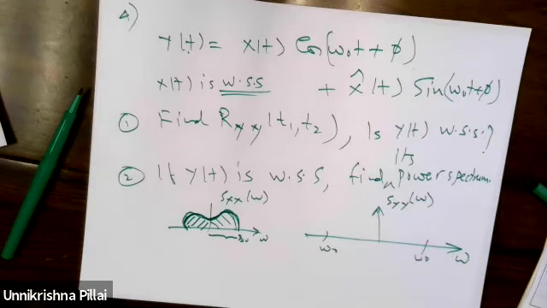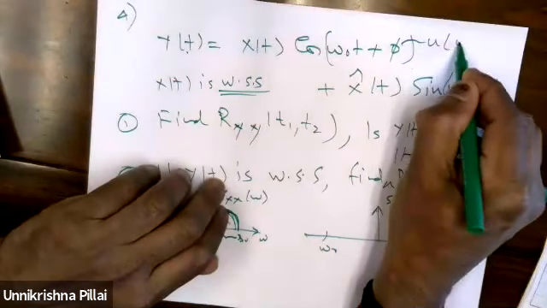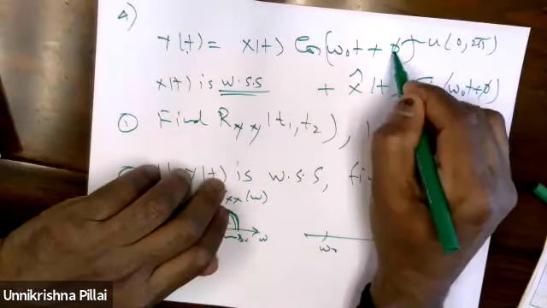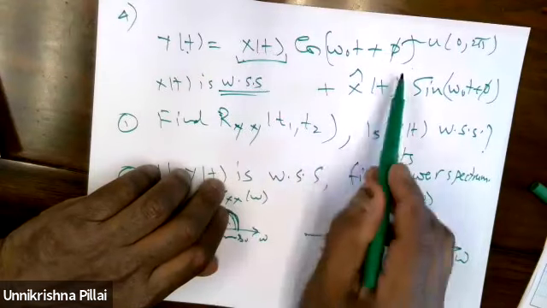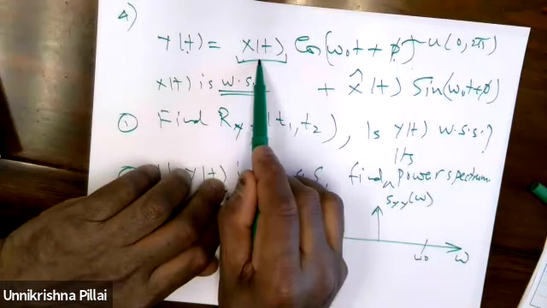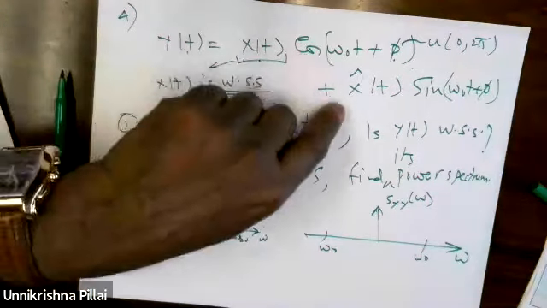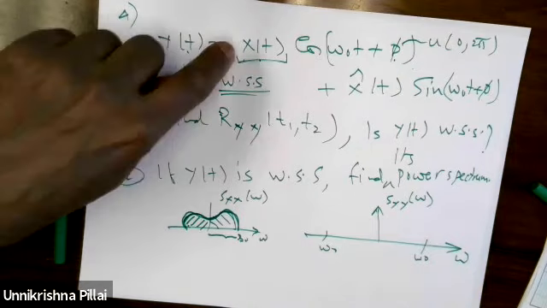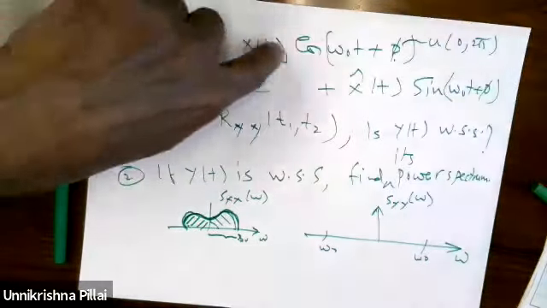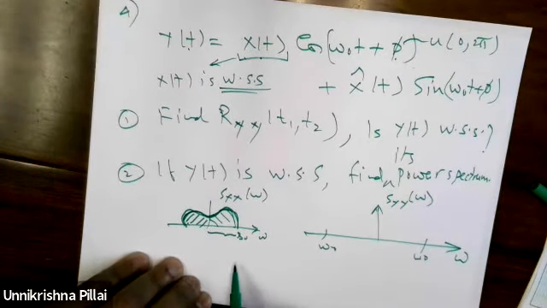Any questions? All right. So here phi is uniform in 0 to 2 pi. And this is a random phase, independent of this. So you have two randomness. One is in the phase, one is here. This is a stochastic process, which is white and stationary. But you are modulating using two terms. Remember, in amplitude modulation, you only have one term. So this is the way it comes.